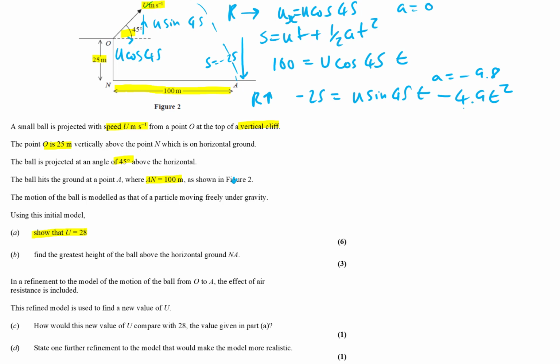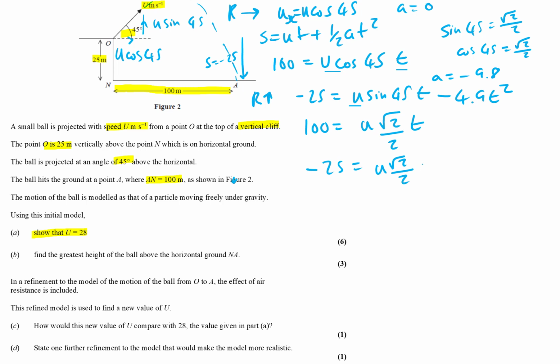Now we need to eliminate t and solve for u. So how can we do that? I had to think about this for a sec. Remember, because we've got U, U and T, we need to use some thinking skills here. We need to know that sine 45 equals root 2 over 2, cos 45 equals root 2 over 2. So if we change this to 100 equals U root 2 over 2 times T, and the one below we get minus 25 equals U root 2 over 2 t minus 4.9 t squared. Now, can you see this section can be substituted here?